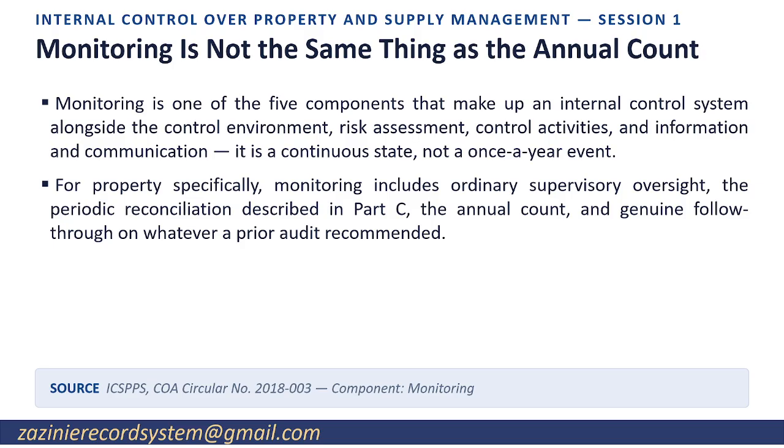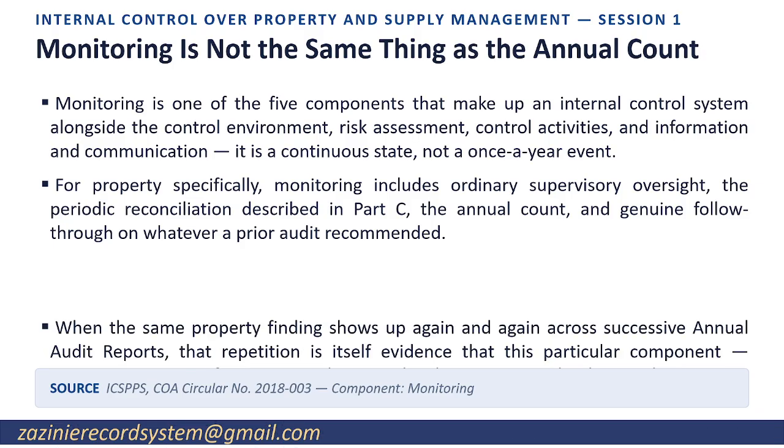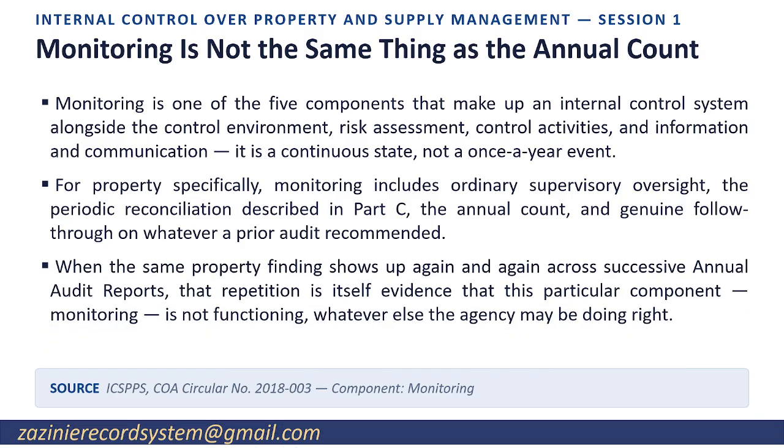For property specifically, monitoring includes ordinary supervisory oversight, the periodic reconciliation described in Part C, the annual count, and genuine follow-through on whatever a prior audit recommended. When the same property finding shows up again and again across successive annual audit reports, that repetition is itself evidence that this particular component, monitoring, is not functioning, whatever else the agency may be doing right.